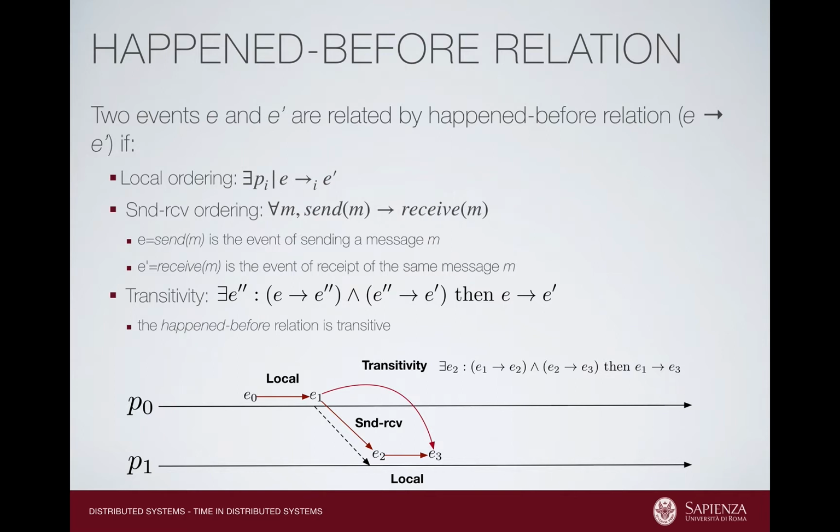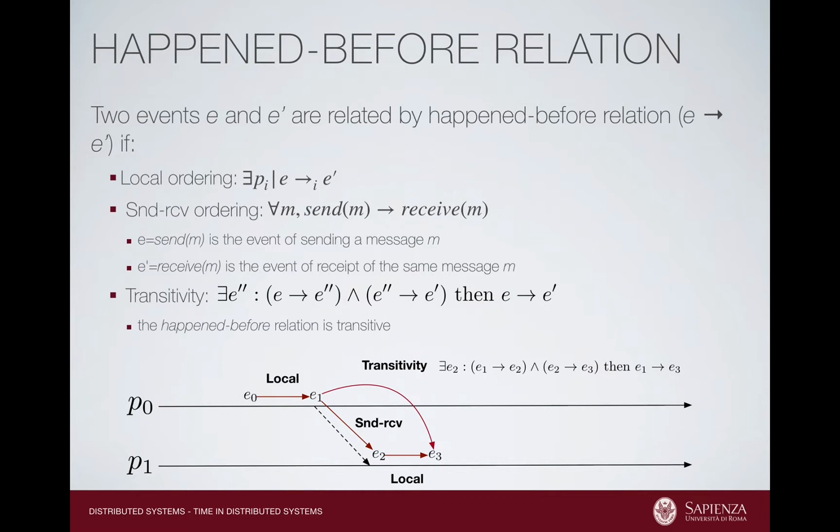So E0, E1 on P0, then P0 sends something to P1, creating event E2, the receive event of this message, and then we have event E3. So we have that E3 causally depends on E2 because of the local ordering rule. Event E3 is created on process P1 after event E2. So E2 happens before E3.